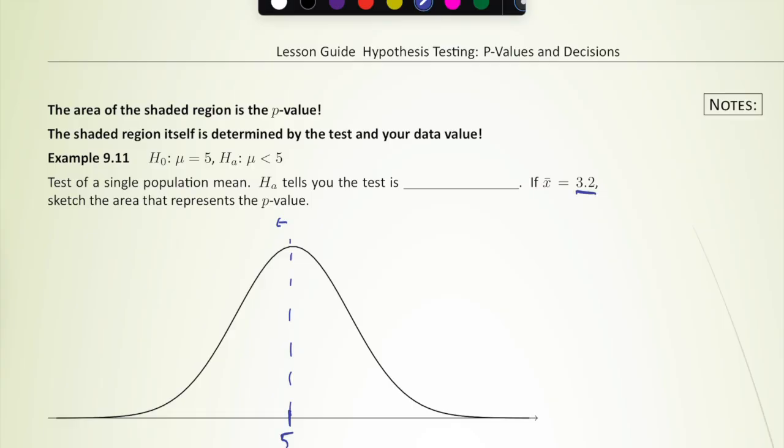And our data here is 3.2. So the p-value then, because it's less than, this is going to be a left-tailed test, which is what I want to put right here. The p-value is going to be this area here. The area is the probability. The probability is the p-value. So the area is the p-value. And it's only on the left.